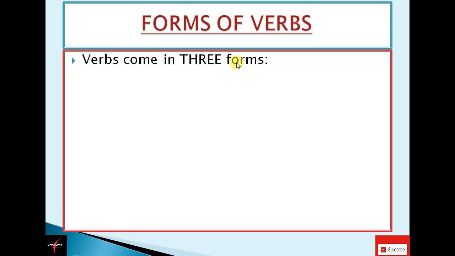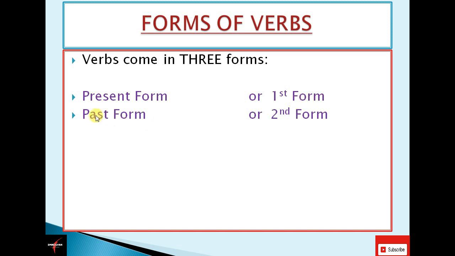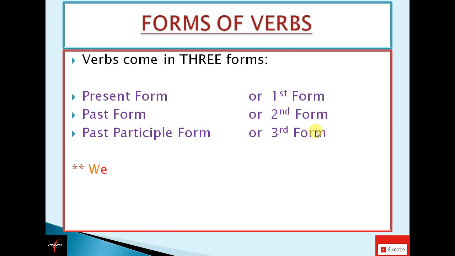So verbs come in three forms. Okay, as I already told you, let's learn the forms of verbs. I'll not explain in detail. So verbs come in three forms. Present form, we also call it first form. Past form, which is also called second form, and past participle form, which we also call third form. Okay, so just look below.